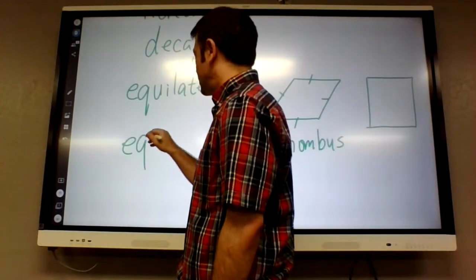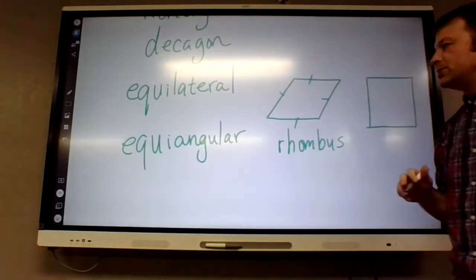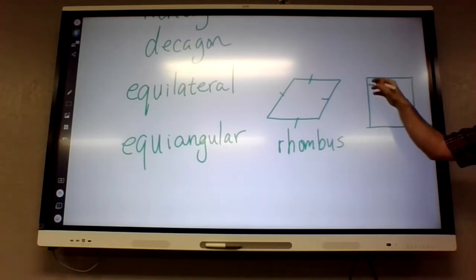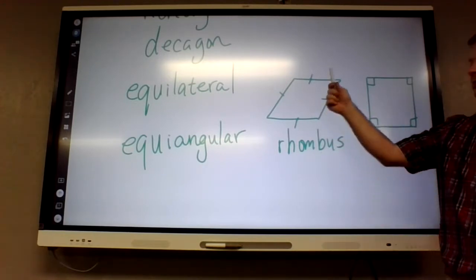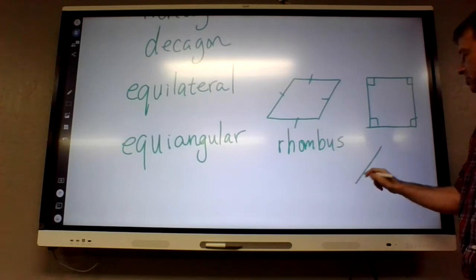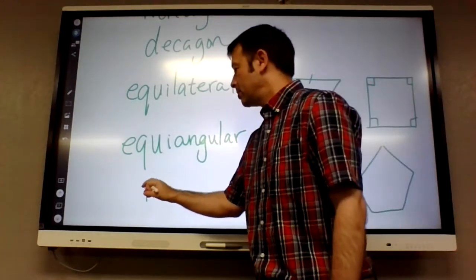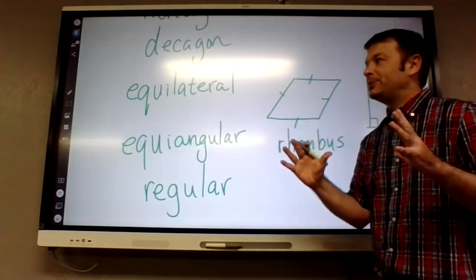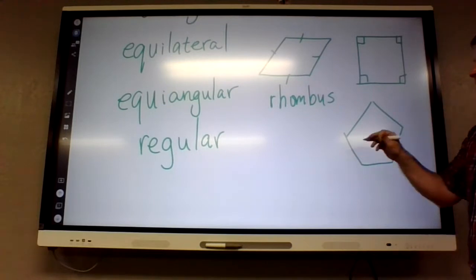Equiangular means, guess what? Equal angles. So what's a quadrilateral that is equilateral and equiangular? Squares. Squares have four equal 90 degree angles, right? So that's why a square is different than a rhombus. Rhombus has different angles. If it's both equilateral and equiangular, like if it's a perfect pentagon or whatever, it's called regular. So it's kind of normal. Like a stop sign is a regular octagon. Everything's perfect. Like all these angles would be the same.